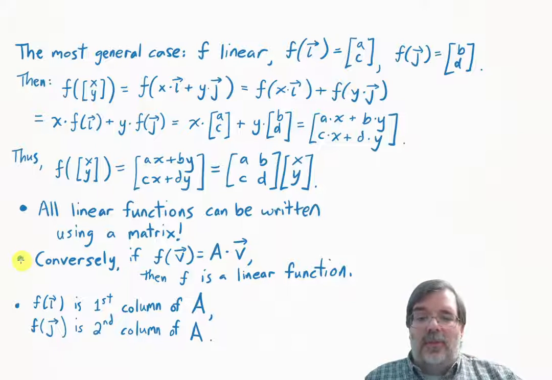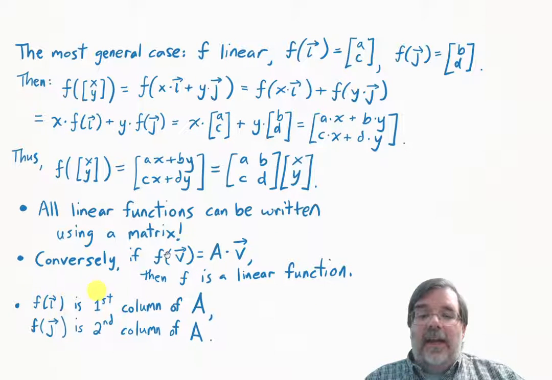And this works both ways, right? If you have a function which is defined as a matrix vector product, that function is a linear function, right? Because any linear function can be written using a matrix. These steps are completely reversible. Matrix multiplication is a linear function.